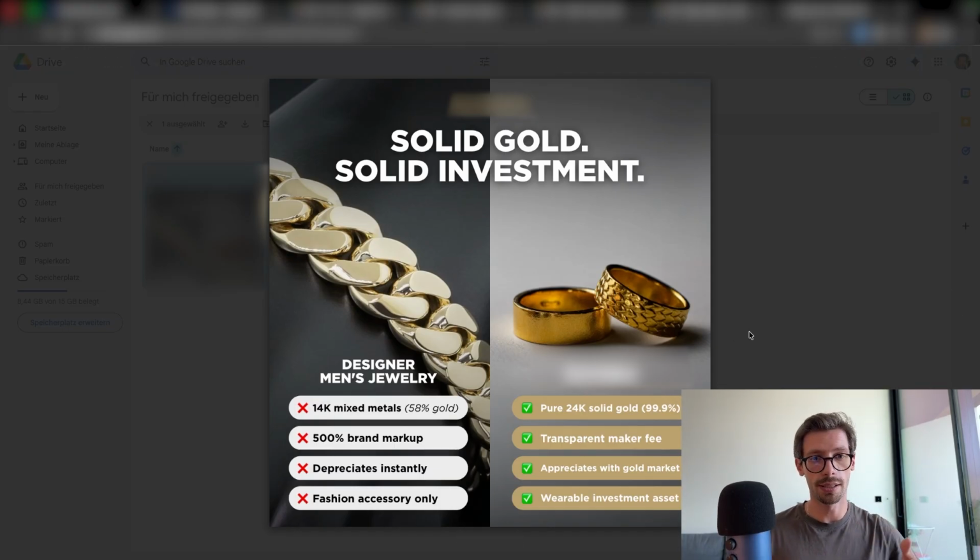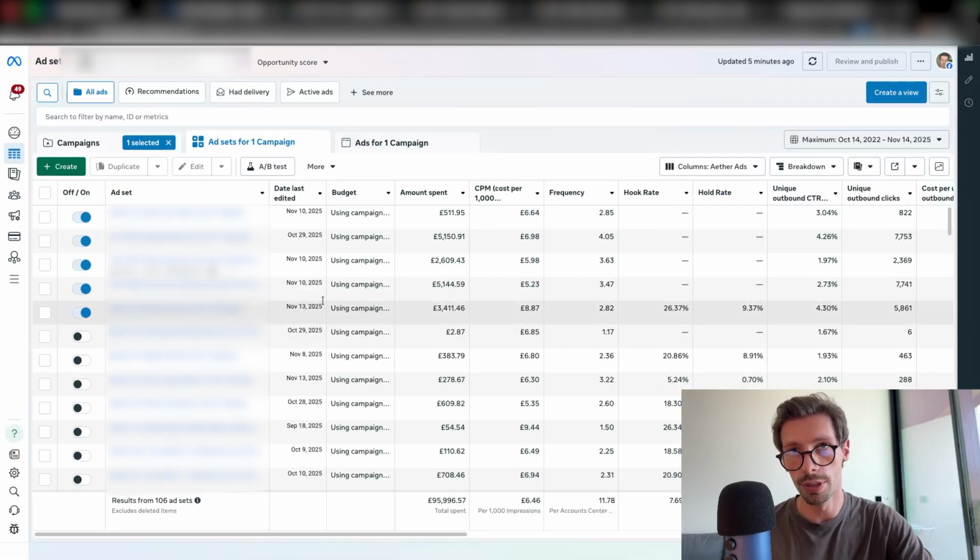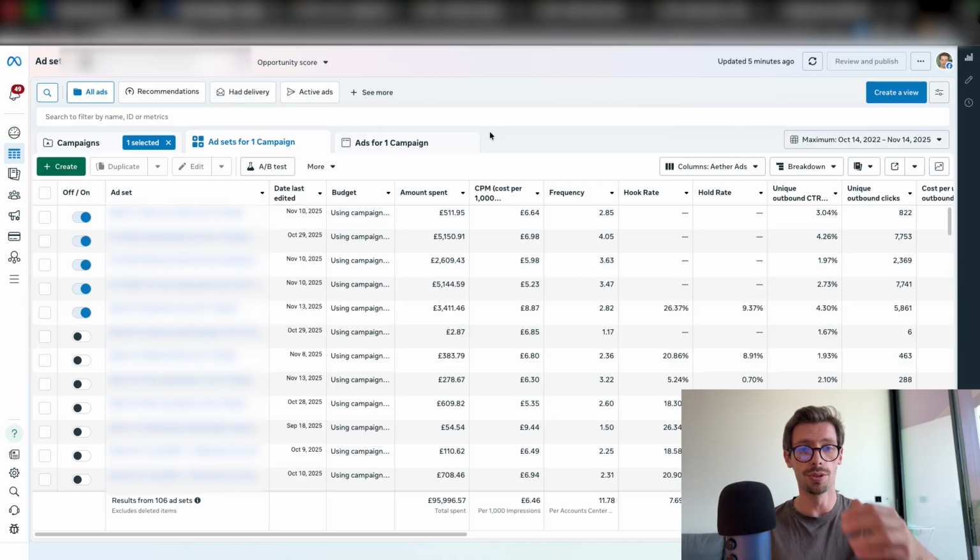And this is exactly what the current algorithm, and the algorithm after the Andromeda update, wants. Real split tests, not just slightly different wording or just a different background image. And then all of this you just put into an ad set here. Based on the budget distribution, you see what performs best and what resonates the most.